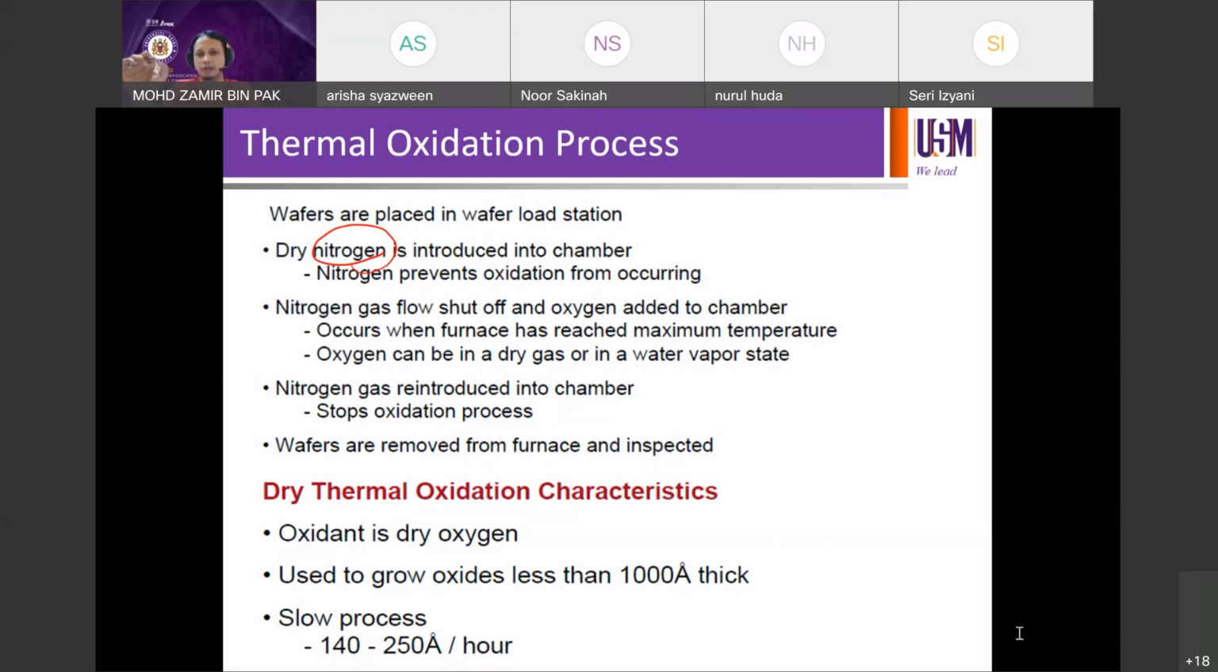So that's why you need to do the HF dip. Then dip, remove the oxide, make it completely hydrophobic, then load the wafers into the oxidation chamber, purge. We call that purge, ataupun flow lah. Some condition we call that purge, ataupun flow the nitrogen into the chamber to make sure that there is no oxidation occurring at all, okay, before you start your intended oxidation process.